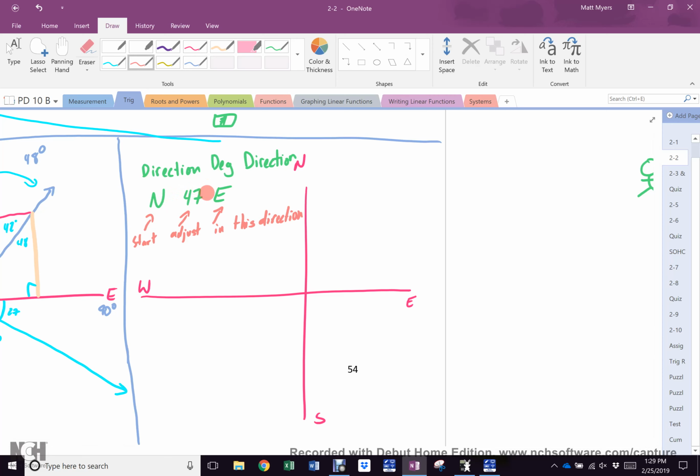I'm going to be turning right to the east. Everybody understand? And where's the 47? Is it there or there? Green. Oh, color didn't change. It is the first one. So if I was doing trig, I could make that triangle with 47 there, or I could make that triangle with 43 there. Everybody cool?